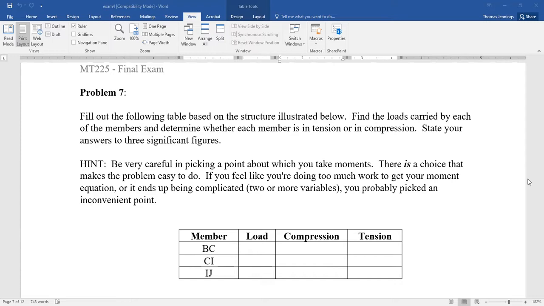And I've even given a hint here. Be very careful about picking the point about which to take moments. There is a choice that makes the problem easy. Essentially, that means if you pick a bad point, you're going to get more than one unknown in your moment equation, and that's never a good thing. We want one unknown. That's why I say here, if you feel like you're doing too much work to get your moment equation, or it ends up being complicated, as in 2 or more variables, you probably picked an inconvenient point.